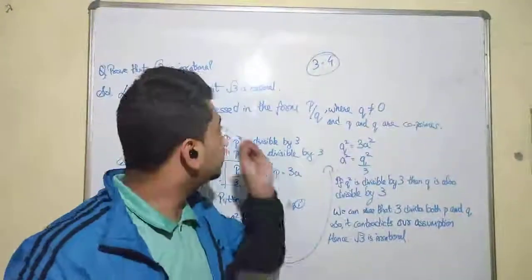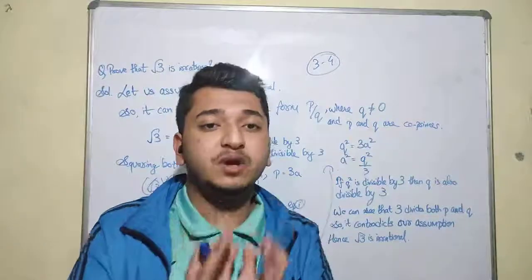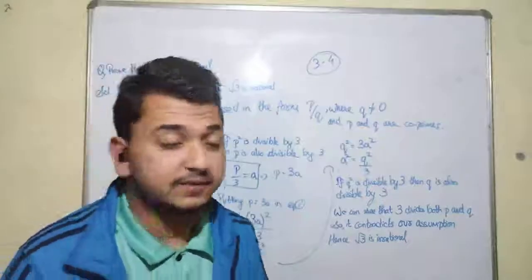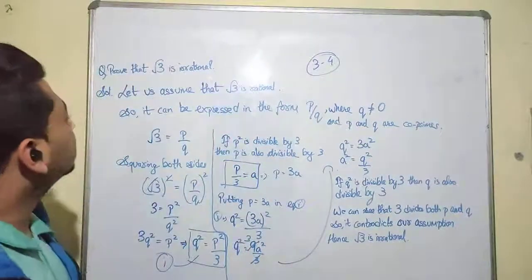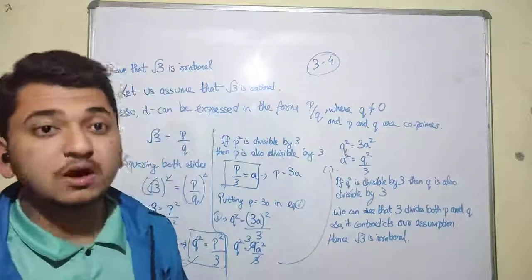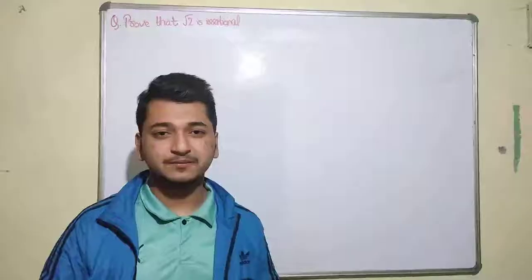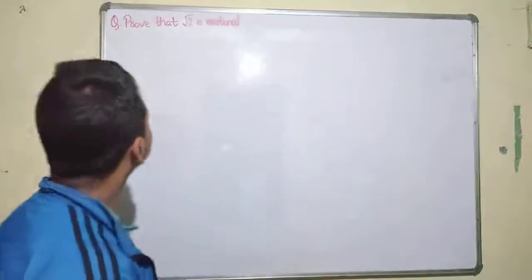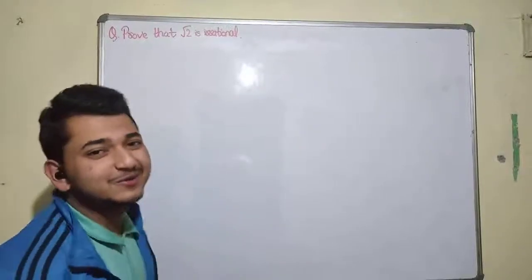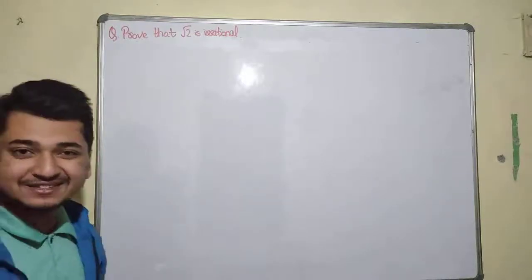Okay, we'll get this question or we'll get another question. Another question will also be discussed later on. Okay, so I hope you have understood this. We'll again do some more questions. So now we'll do our next question. Okay. So now we have our next question, that is prove that root 2 is irrational.